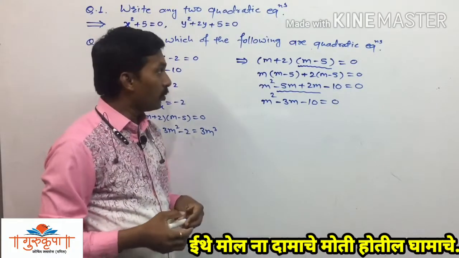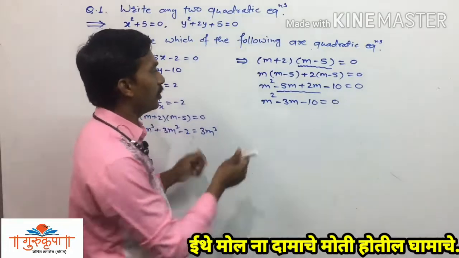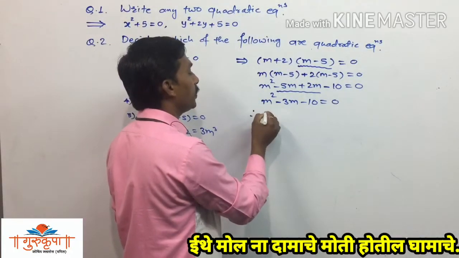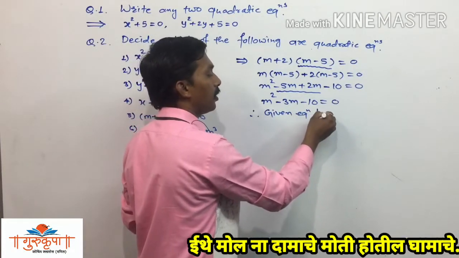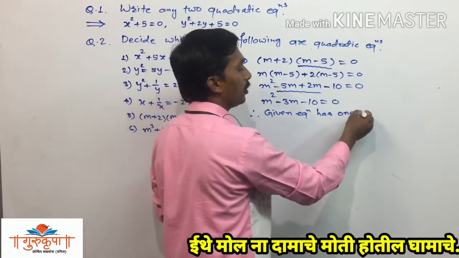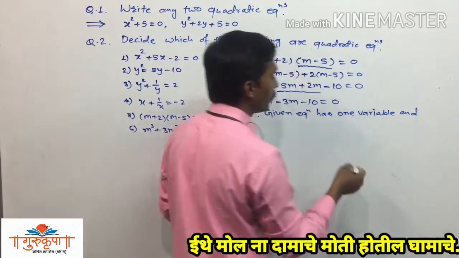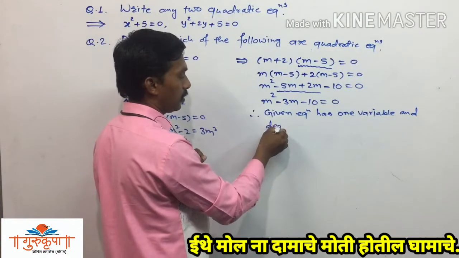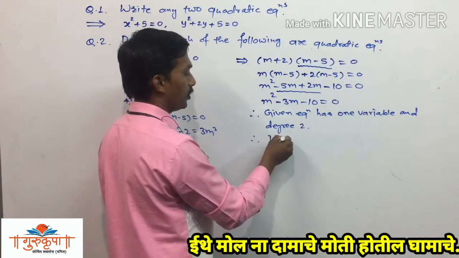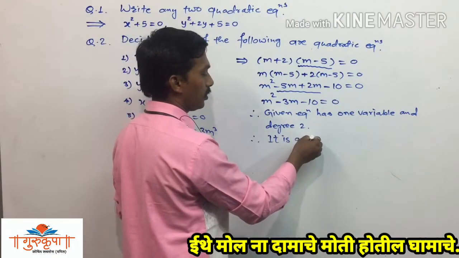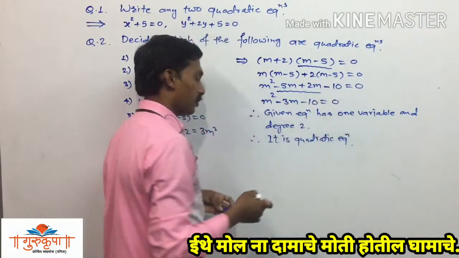And now we can write that the given equation is a quadratic equation. Why? Because we have one variable and degree 2. Given equation has one variable and degree 2, therefore it is a quadratic equation.